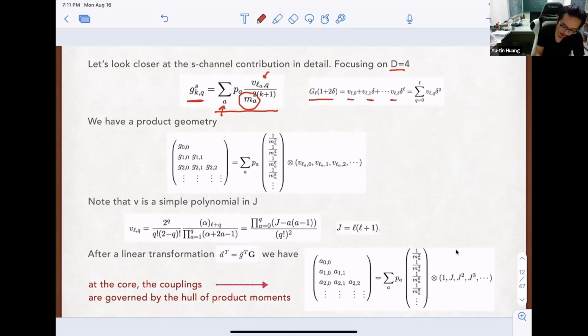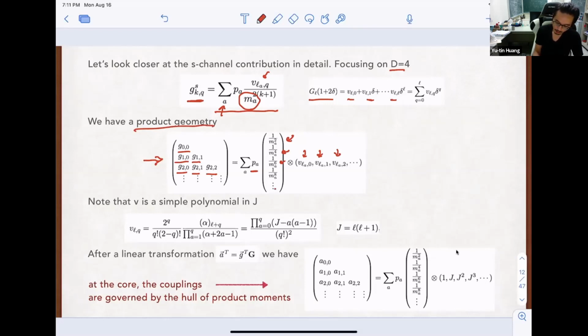If I write it in this form, then you immediately see that the S channel contribution to these coefficients is given by a positive sum of something that looks like 1/m², 1/m⁴, 1/m⁶, multiplied by the relevant Taylor coefficient, which comes from the expansion of the Legendre polynomial. So in other words, we have a product geometry. So this is sitting inside the convex hull of a product geometry.